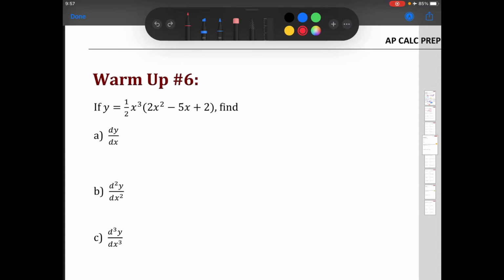Okay, so it's giving me a function here. Can we distribute this and simplify it? So if I distribute this, I get y equals x to the fifth minus 5/2 x to the fourth plus x cubed, right? So what do I do now? I want to take the derivative of it. I can just use my power rule. So this would be 5x to the fourth minus 10x cubed plus 3x squared, right?